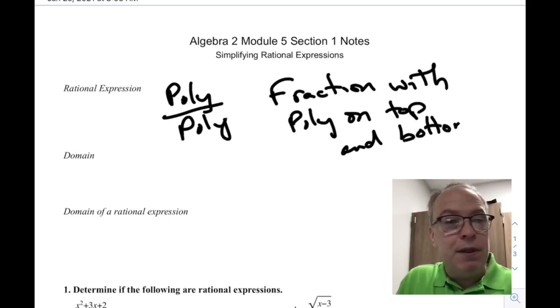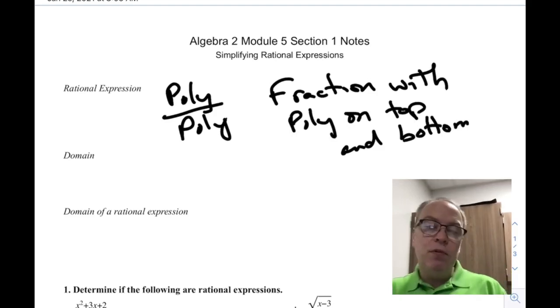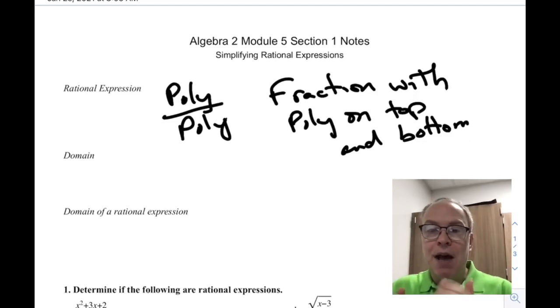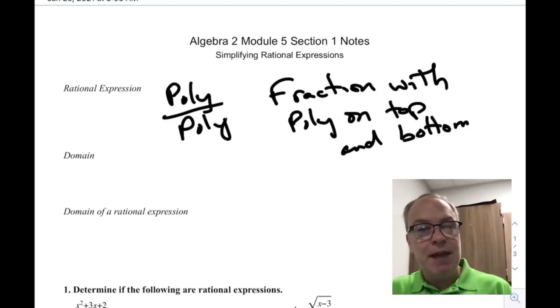Now they could be really fancy polynomials, or they could be real simple ones like the number 5. You know, that's technically a polynomial. It's just a constant function, but that could be part of this as well.